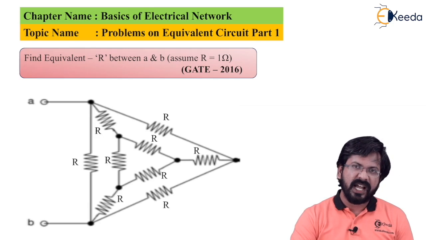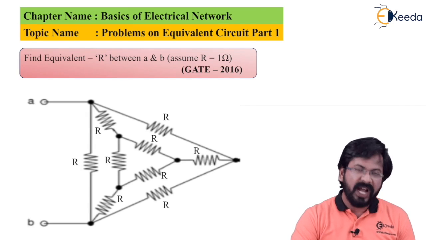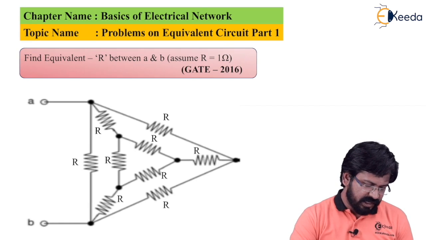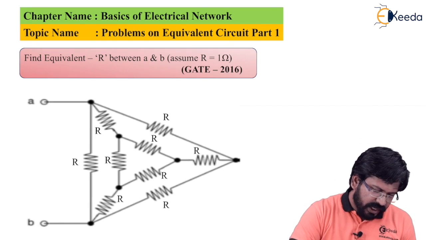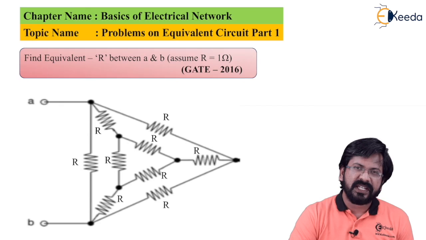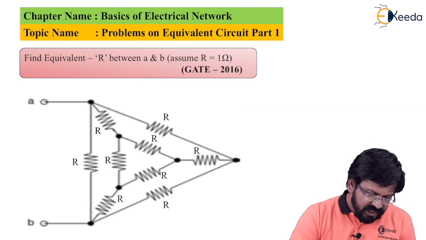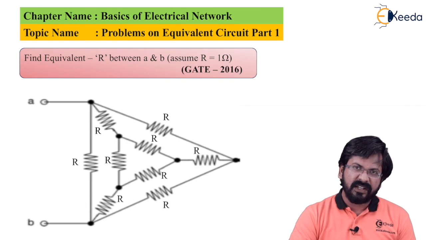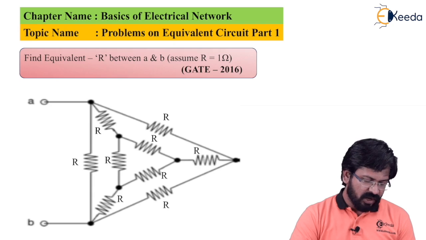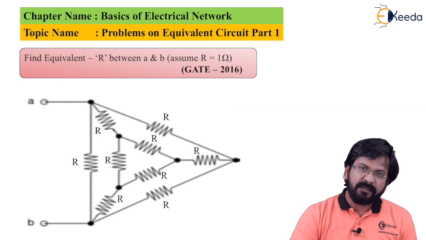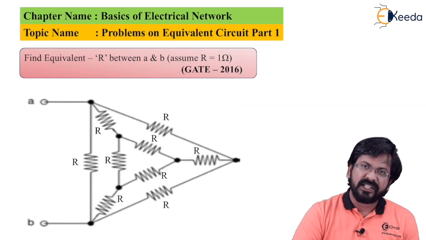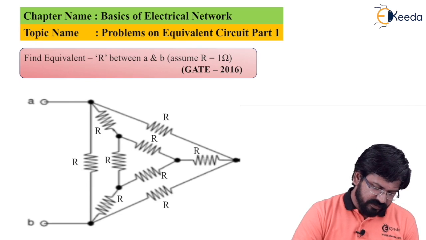So the problem has appeared on the screen. You have to find R between two terminals which are A and B. Right now, you have to always see whether you have scope for finding the resistances in series or in parallel. As you can see, there is no scope for reducing resistances in series or parallel. So what we can preferably do in this is delta to star conversion.